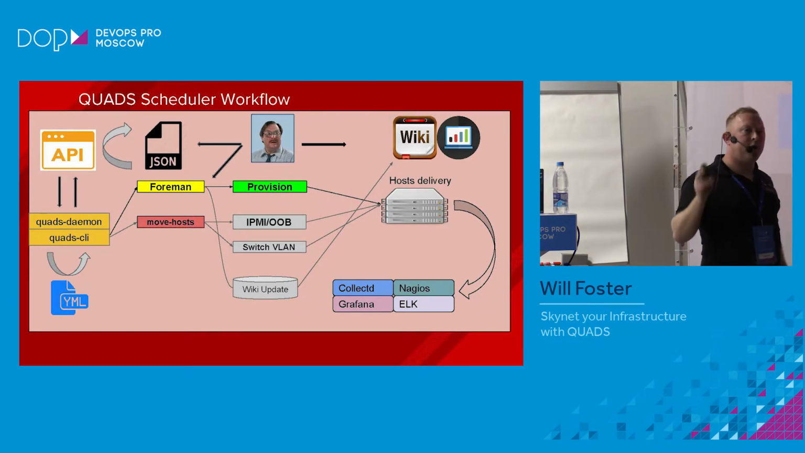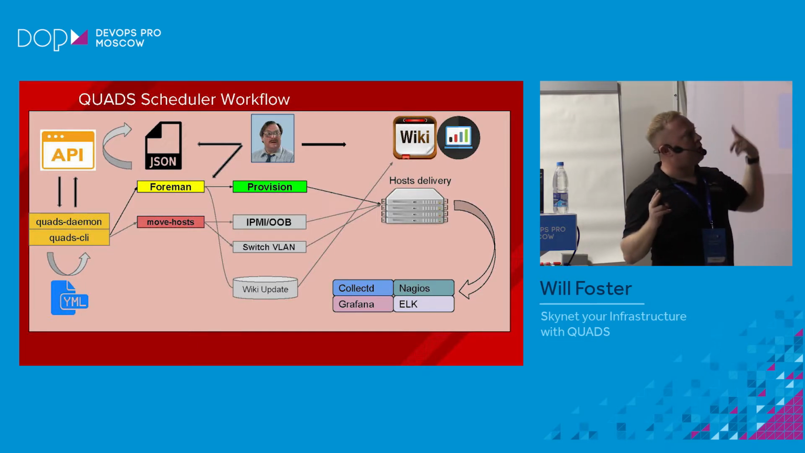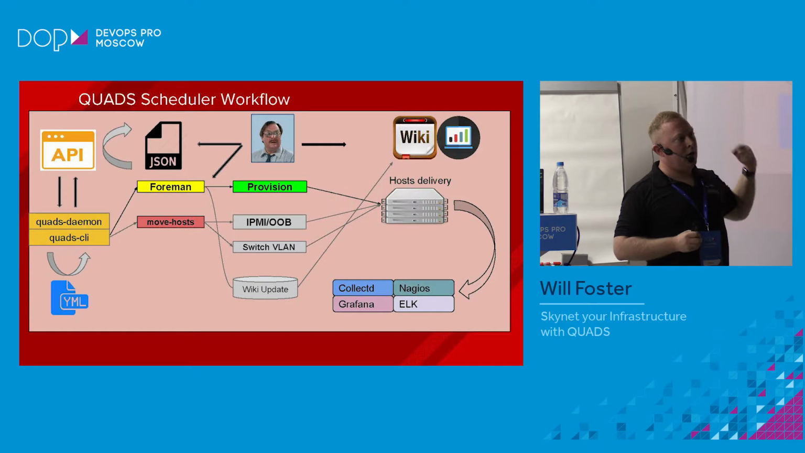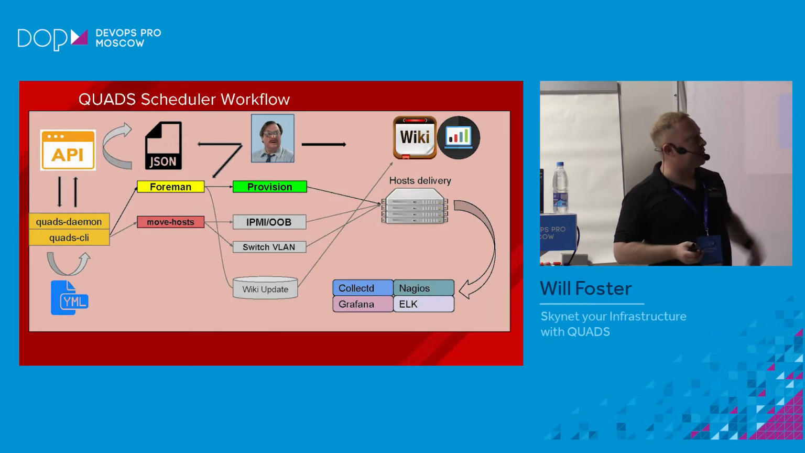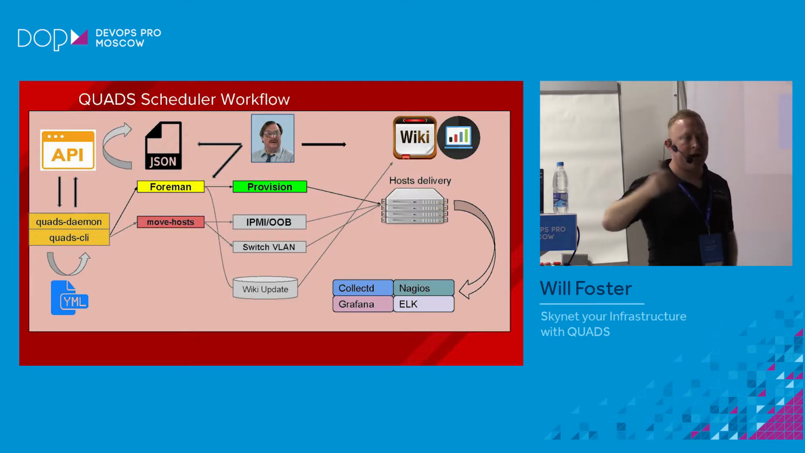So the main consumables here are two things. You have an auto-generated wiki environment, auto-generated visualizations, and you have your actual physical hosts. Now there are ancillary services we plug in, like Nagios. We have an Elasticsearch plugin that pulls statistics and makes graphs and things like that, but it's not part of the core part of QUADS.